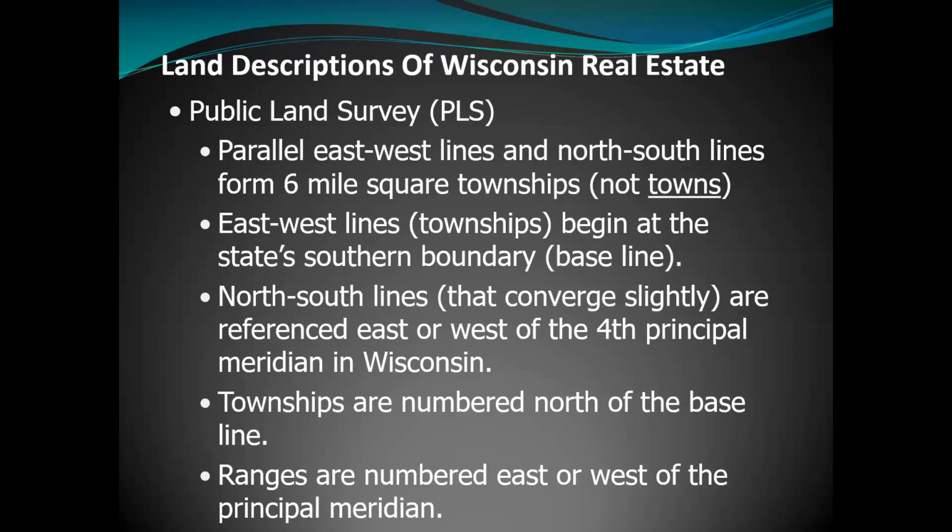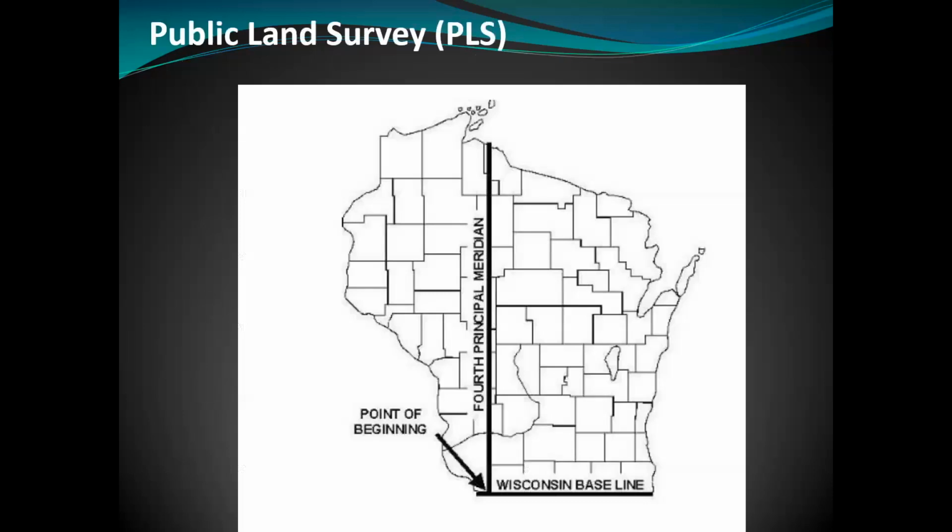So everything in Wisconsin is based off of those two intersecting lines, where other states may have multiple ones, and then it gets confusing because you have to know what principal meridian and what baseline you're running off of. But Wisconsin just has one of each. So townships are numbered north of the baseline, ranges are numbered east and west of the principal meridian. So this is what it looks like.